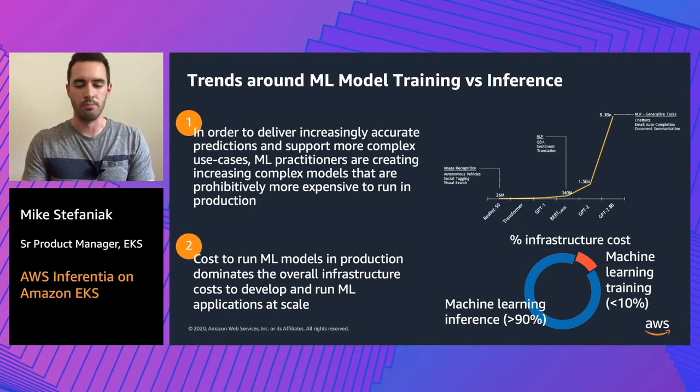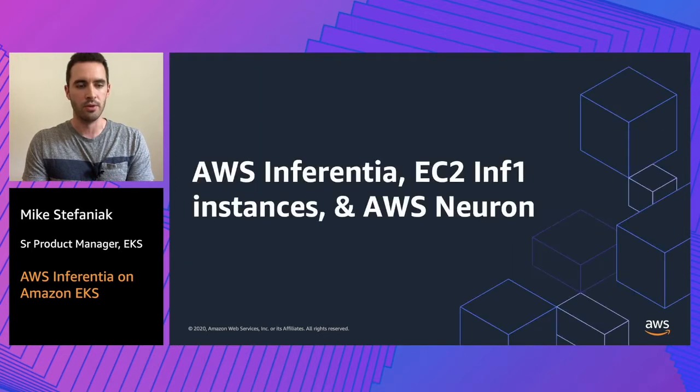And so it turns out that the bulk of the costs for machine learning end up being in inferencing. And so in order to solve that low-cost inferencing problem at scale, at AWS we decided to build a custom-built chip to address this problem. And that's what we've called AWS Inferentia, which was released at last year's re:Invent, and we recently added support for EKS. So we'll quickly cover what AWS Inferentia is, EC2 Inf1 instances, which run the Inferentia chips, and then AWS Neuron, which is the SDK that we built to run along with Inferentia.